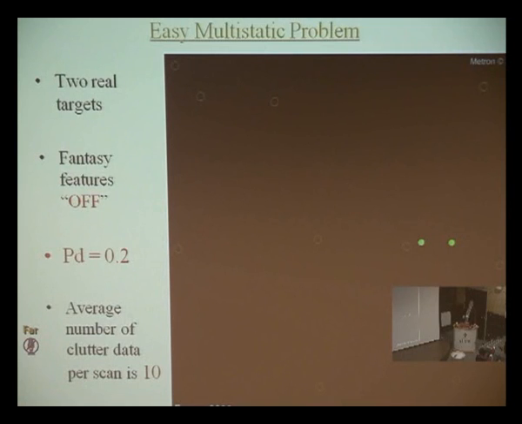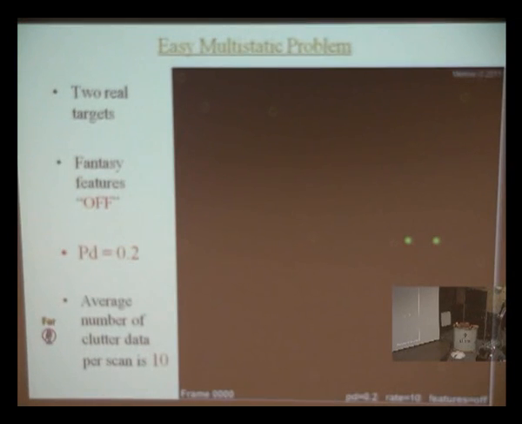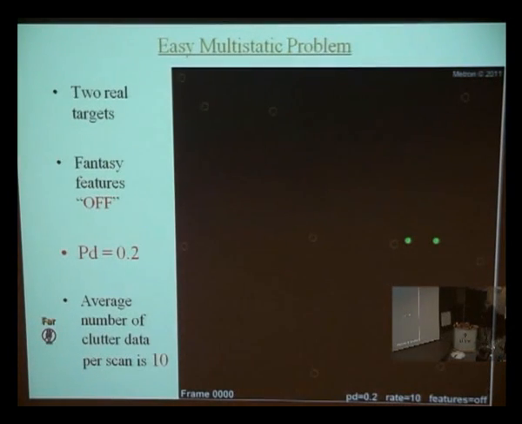Is there any way to turn off some of the lights? It will be prettier if we can turn off some lights. Is that better? Okay. This is with the features off, so there are no features at all, just pure kinematic measurements. The average number of clutter is 10 per scan, and a PD of a whopping 0.2. So this is what I call the easy one.